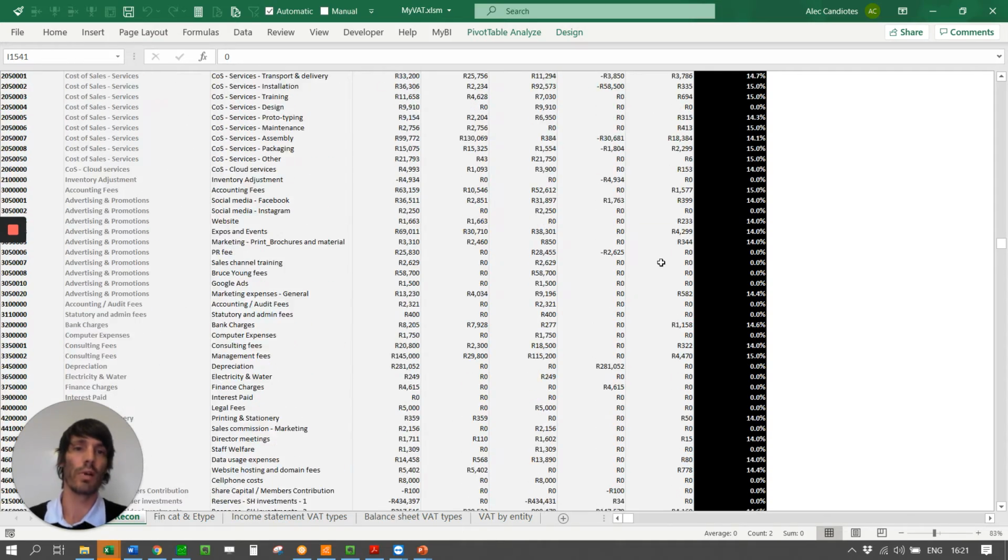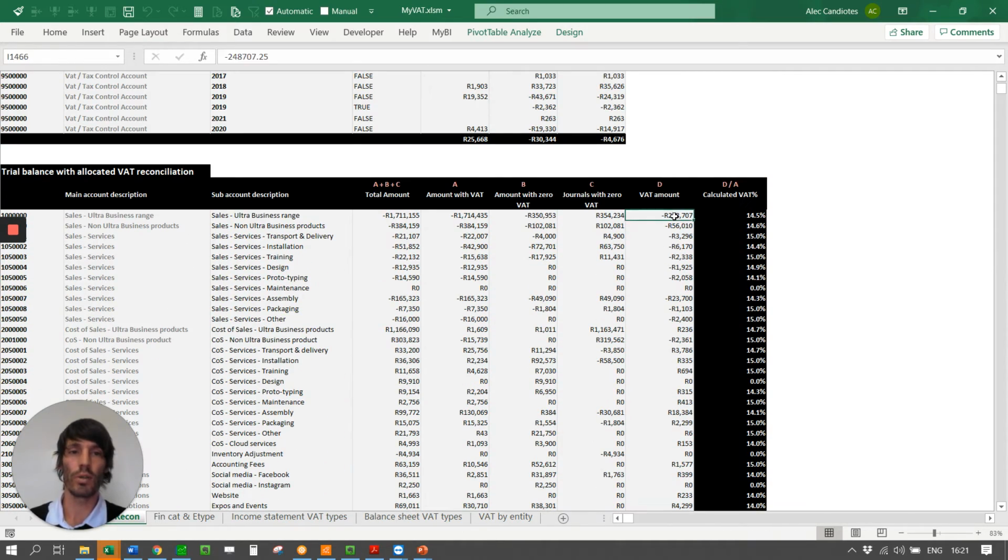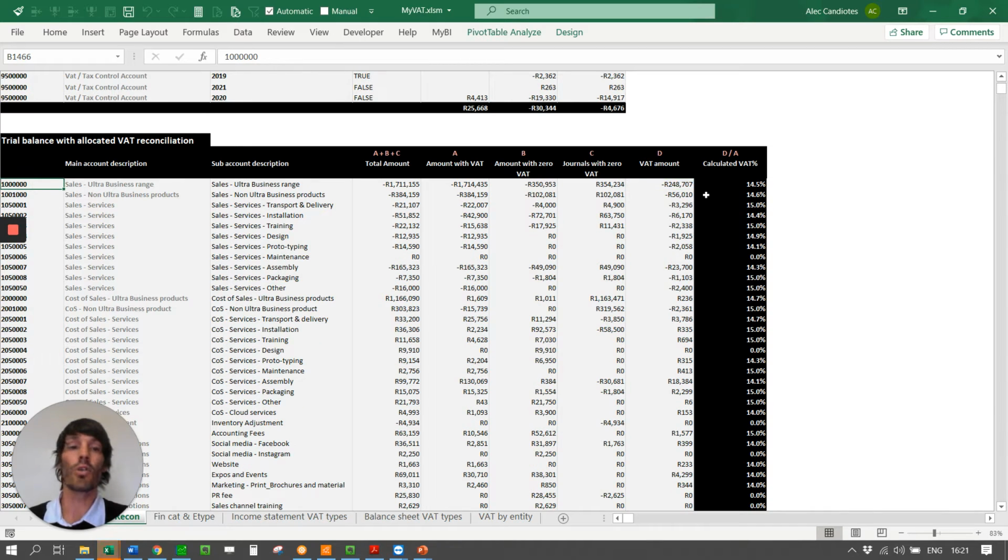So if we go to the top, it says 248,707 is related to account number 1000, and it's a credit, meaning that it's an output. Then 56,010 Rand is account number 1001,000, again saying that so much we've been able to reconcile back to amounts in this trial balance.